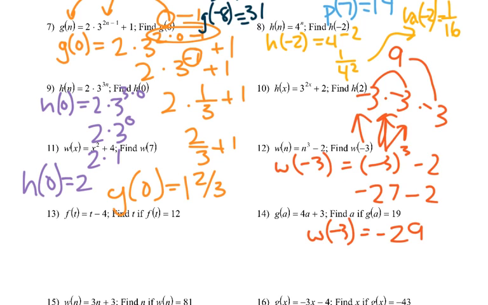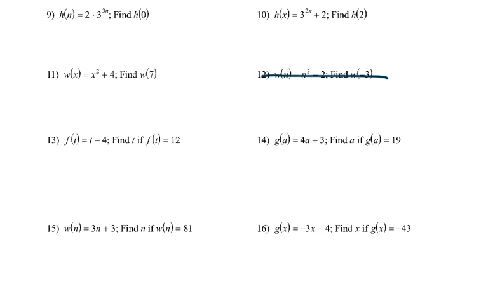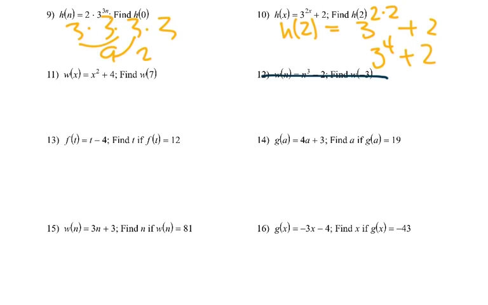Alright, so we've done number 12, but I need to clear some space. Okay, so we've got number 10 now. So h of 2 equals 3 to the 2 times 2 plus 2. 2 times 2 is 4, so 3 to the 4th plus 2. 3 to the 4th would be 3 times 3 times 3 times 3, which would be 9, 27, and 81. So 81 plus 2 would give us 83. So h of 2 equals 83.